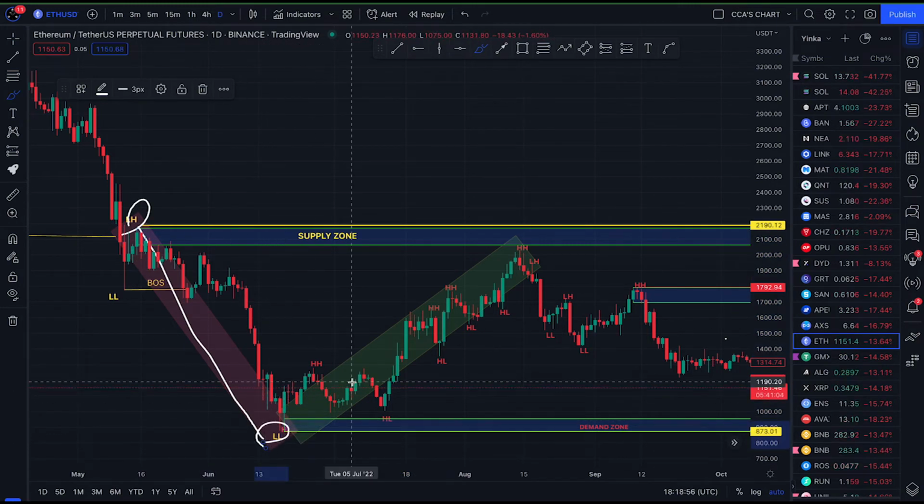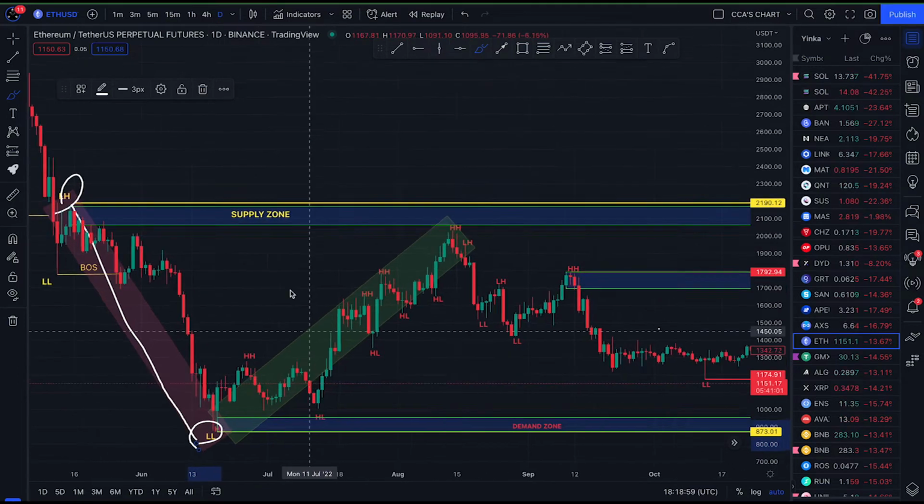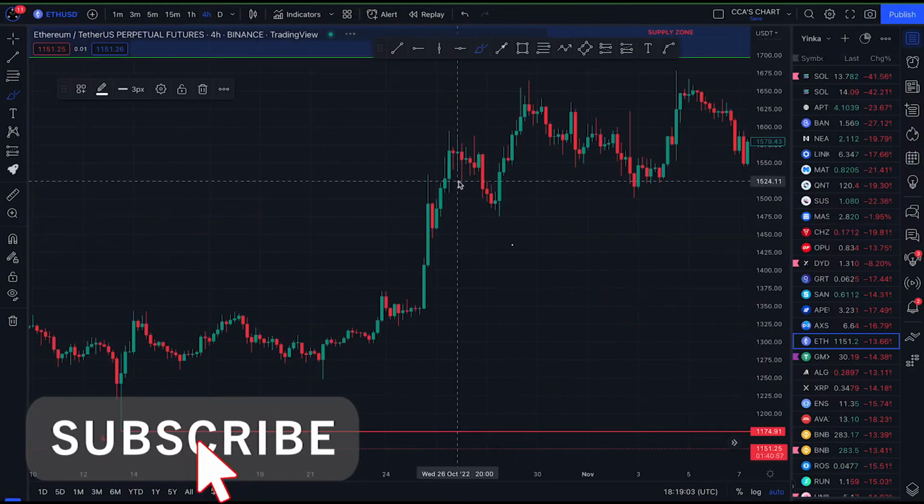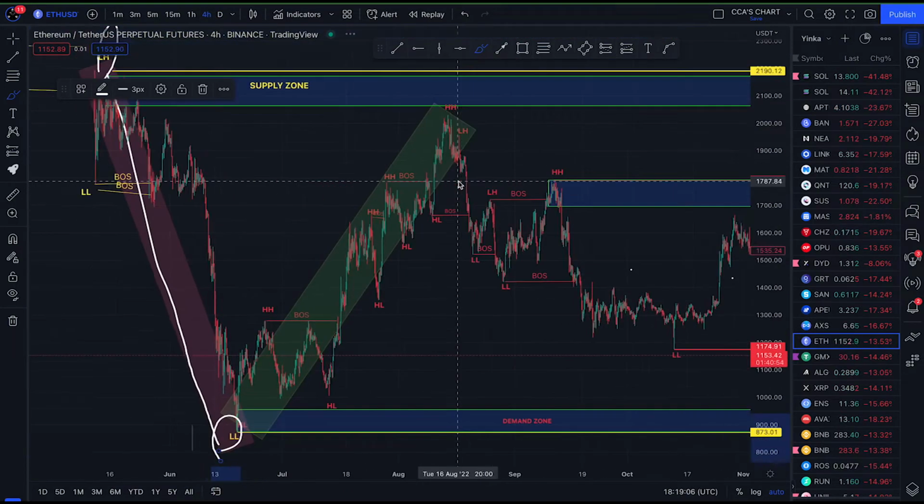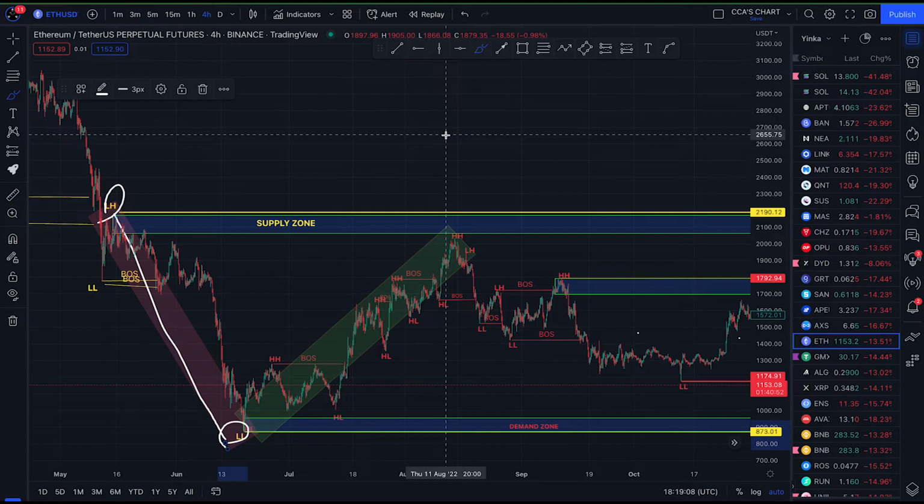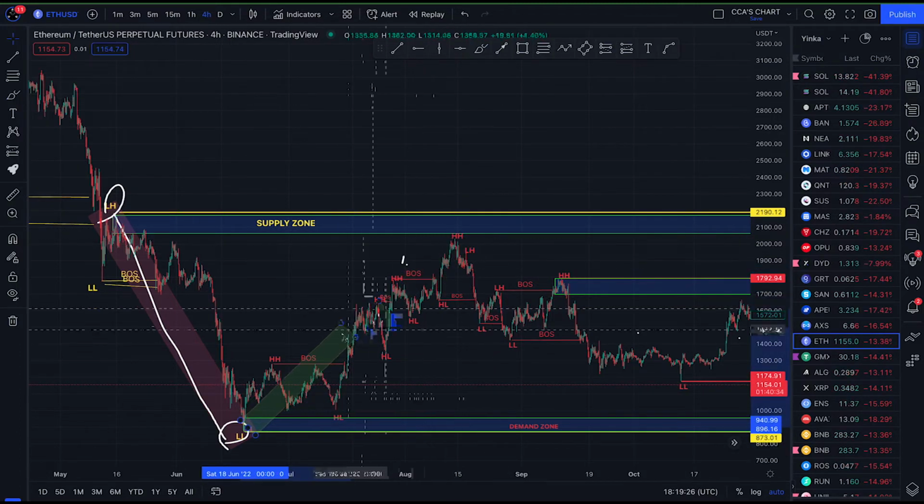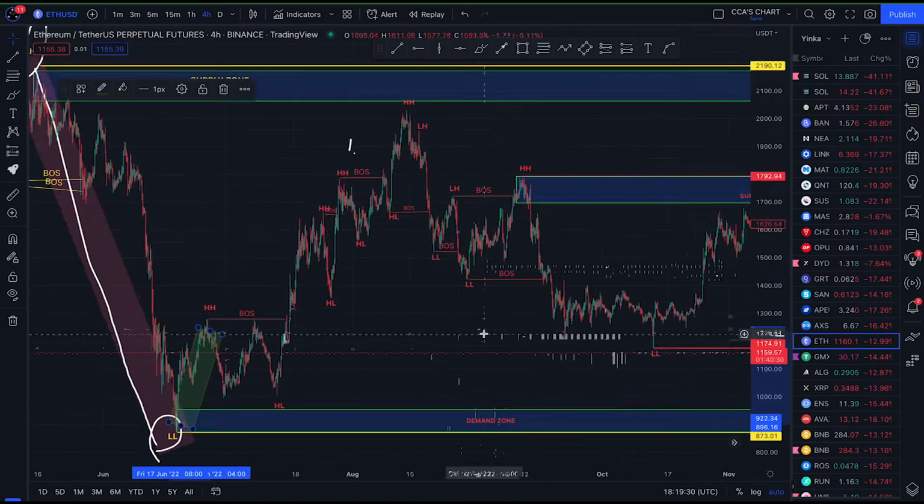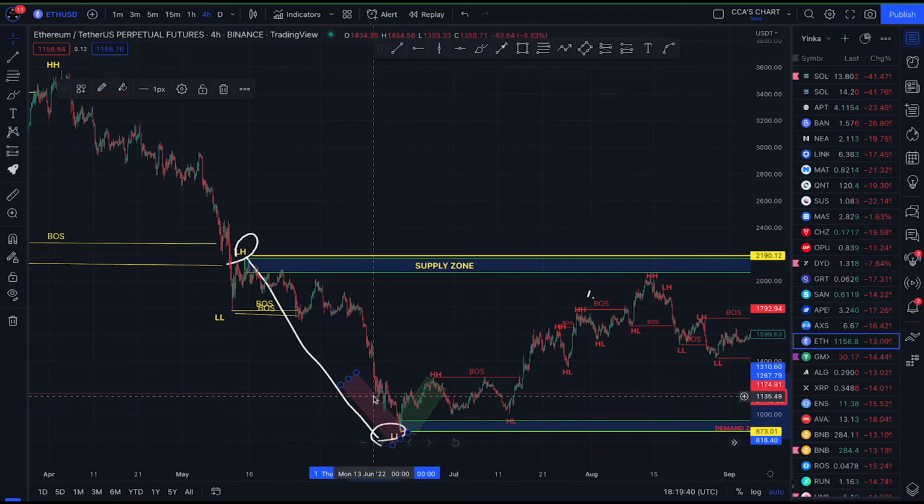So now let's move to our minor structure and analyze. Let's see what position we are currently in on our lower time frame. On our major structure, we've already seen that we're in a bearish trend and in a pullback phase. On our lower time frame, we begin to see a series of higher highs and higher lows, just the same way we did on our major structure.